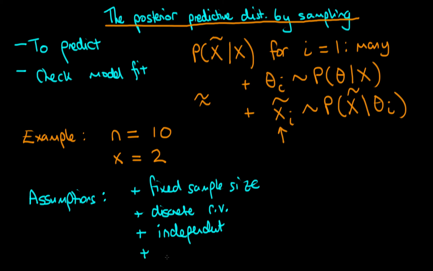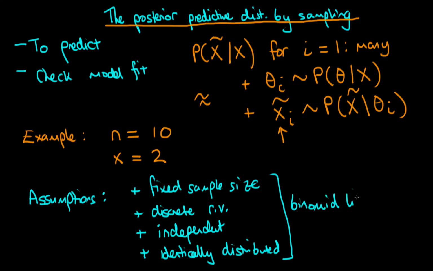The final assumption that we make is that the children come from the same population. In other words, their data is identically distributed. And this would be violated if, say, some of the children were coming from one population and some of the other children were coming from a different population. So if you combine all of these assumptions together, what we obtain is a binomial likelihood.